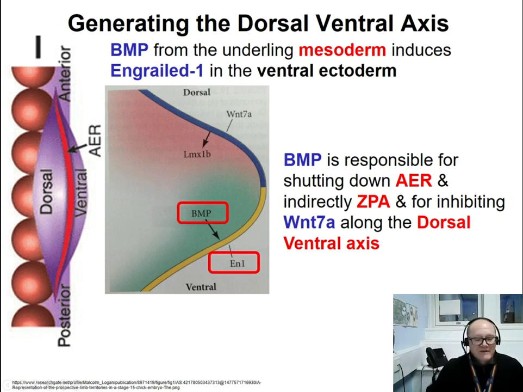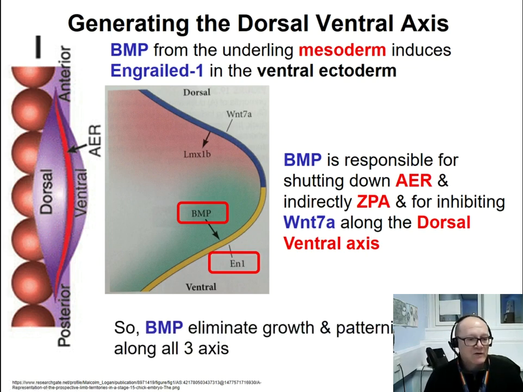BMP is connected with the axes, because BMP is responsible for shutting down the apical ectodermal ridge. It is indirectly therefore responsible for shutting down the zone of polarizing activity. It also inhibits Wnt7, so it is responsible for the formation of the dorsal-ventral axis in the limb. So BMP is somehow connected with all three axes: the dorsal-ventral directly, the proximal-distal indirectly, as well as the anterior-posterior indirectly.